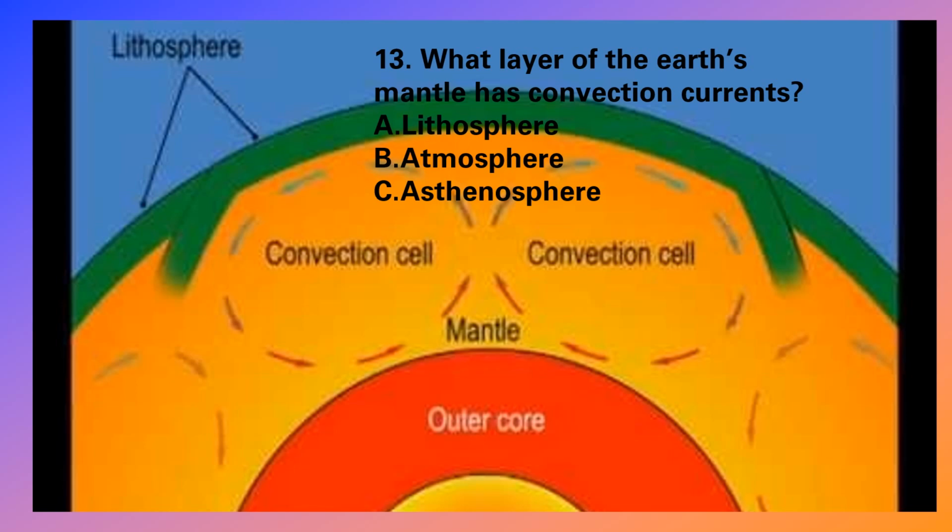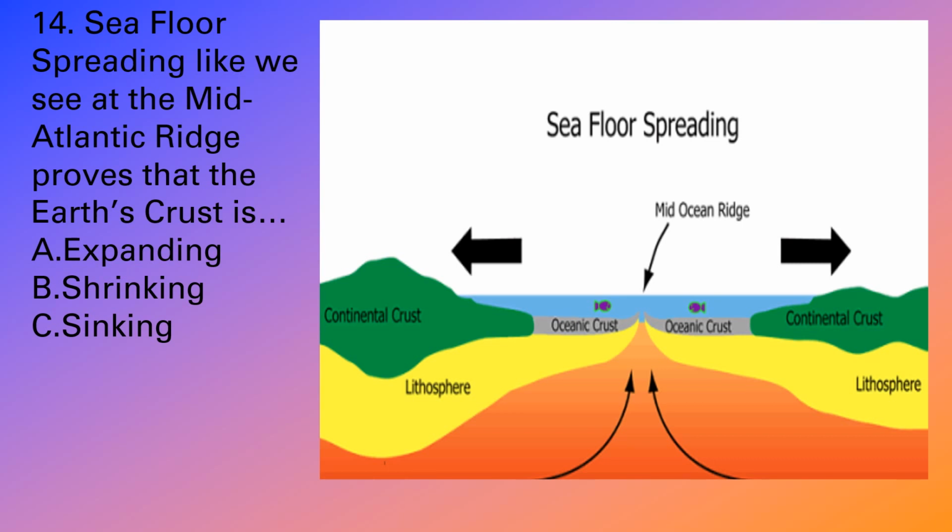Number 14. Seafloor spreading, like we see at the Mid-Atlantic Ridge, proves that the Earth's crust is A. Expanding, B. Shrinking, or C. Sinking.